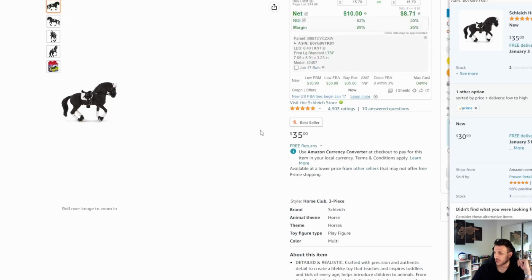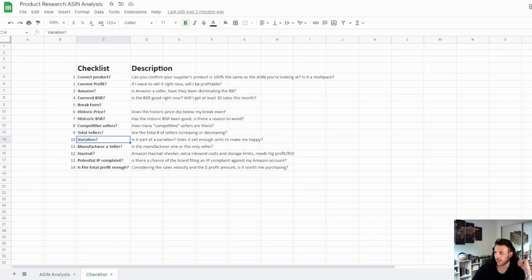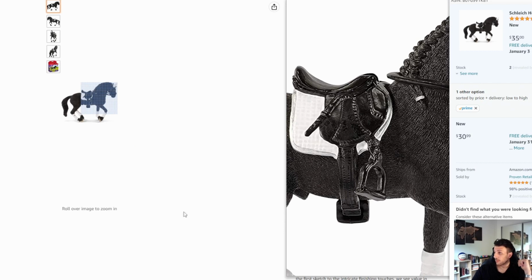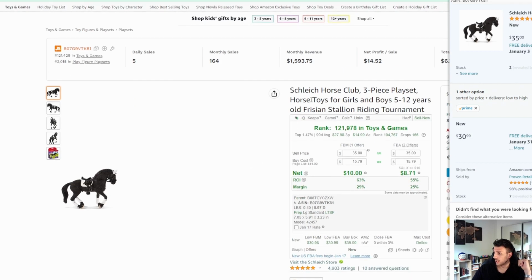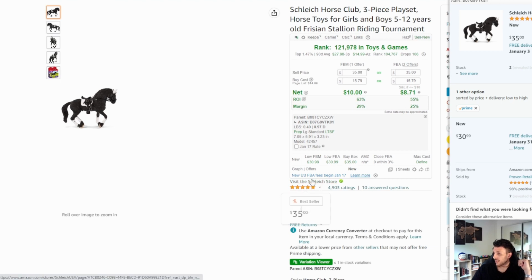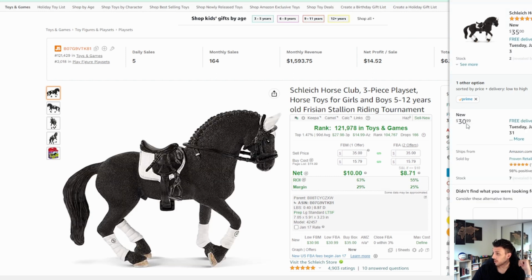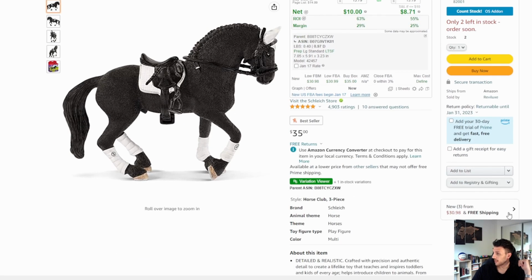Variation. The product's not a variation. There's no clickable products over here which signify a variation. Manufacturer is the manufacturer seller. So the brand, this product is called Sleigh Horse. Visit the Sleigh store. It doesn't look like anyone from the Sleigh store is selling this product. Let's go check out the FBM sellers.